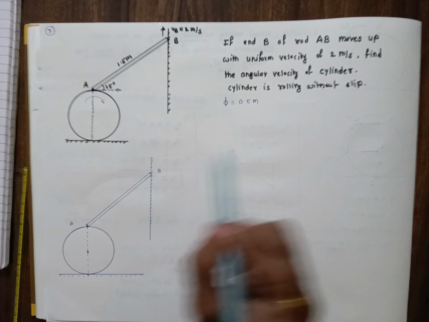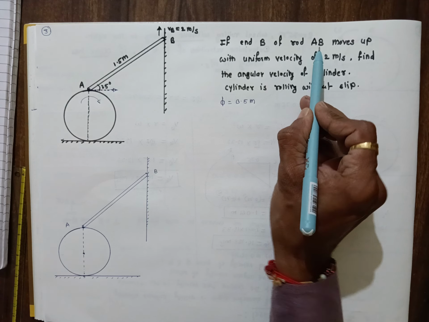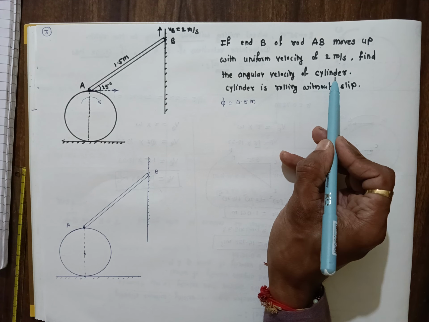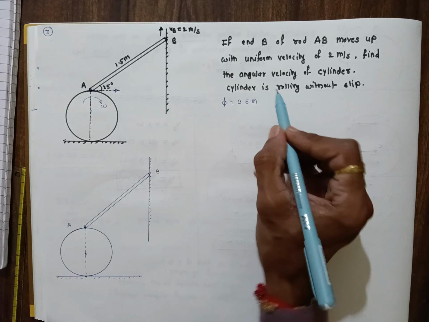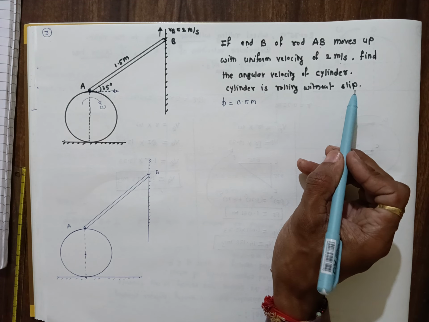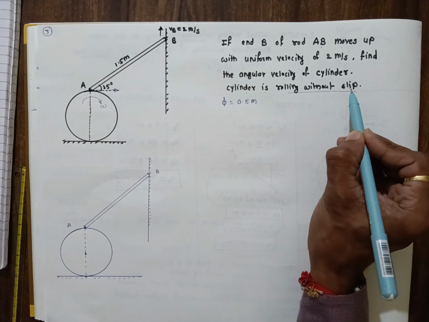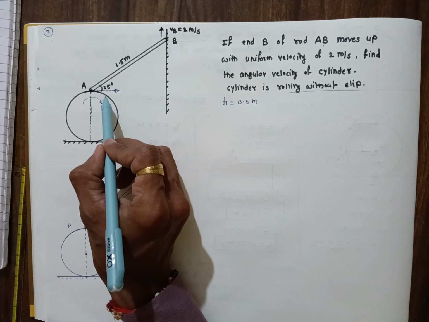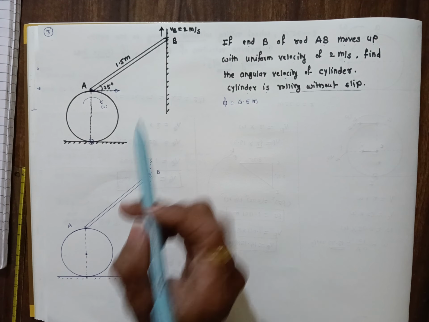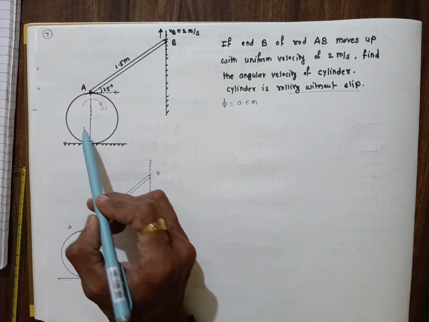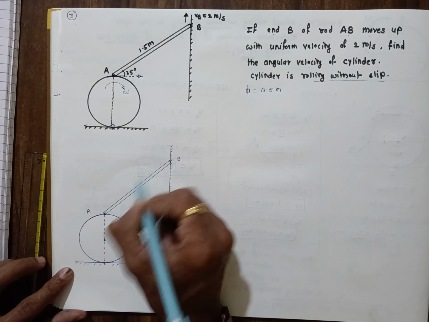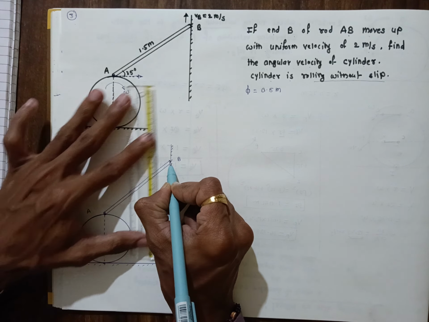So the question is: if the end point B of the rod AB moves up with a uniform velocity of 2 meter per second, find the angular velocity of this cylinder, meaning we have to find this omega, if the cylinder is rolling without slip. So this condition is without slip. It means that the ICR of the cylinder or the wheel is located at this contact point. Now this system has two ICRs: one ICR is for rod AB and the second ICR is for the cylinder. To locate that ICR, draw the given diagram. For the rod AB, the velocity of point B is given, so draw that velocity vector.